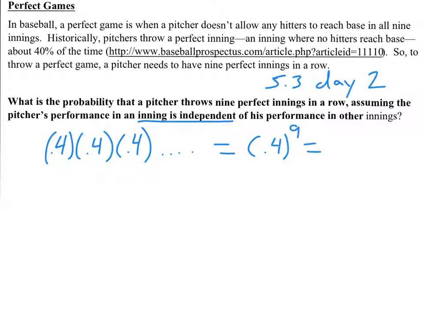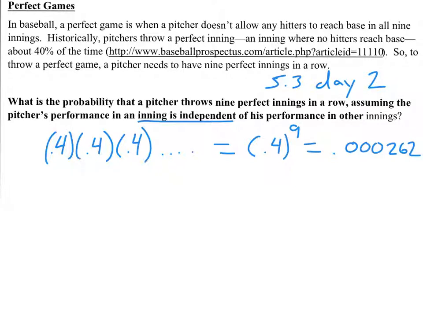The quick way to do that would be take 0.4 and raise it to the 9th power, and you'd get 0.000262, which, if you're into interpreting probabilities, which we are, that's low. That would tell you that a perfect game in baseball is quite rare.